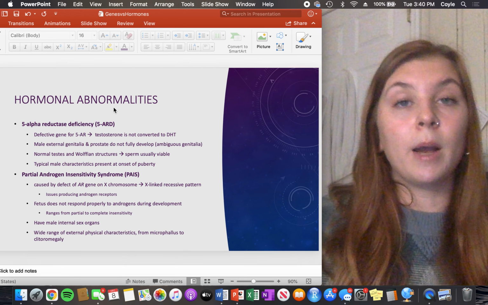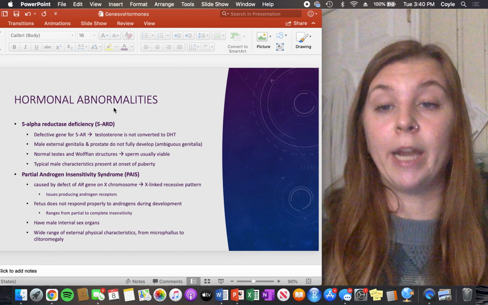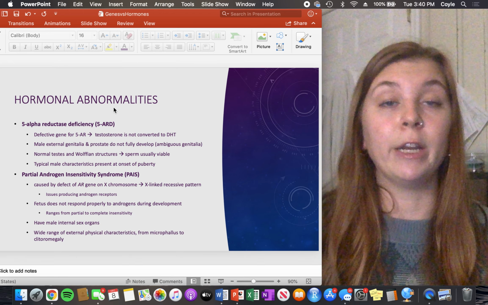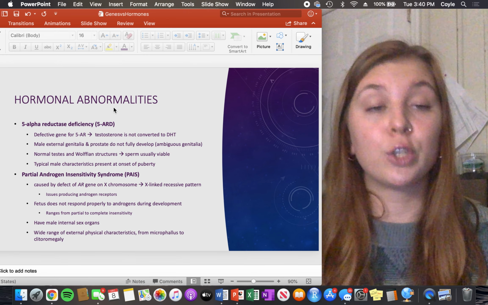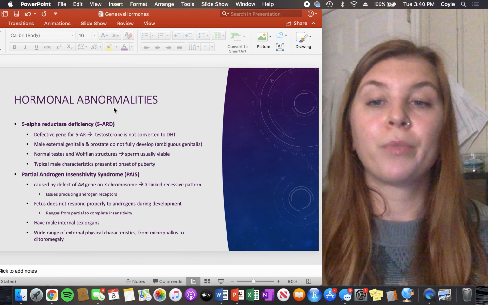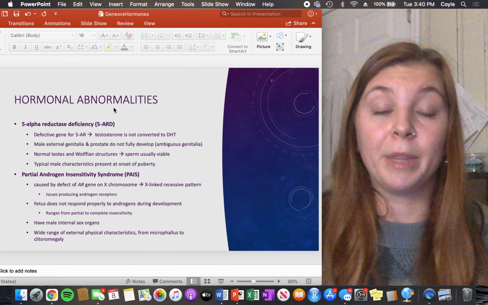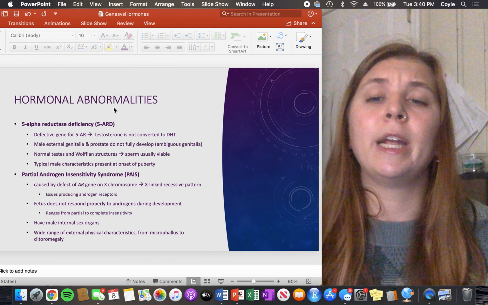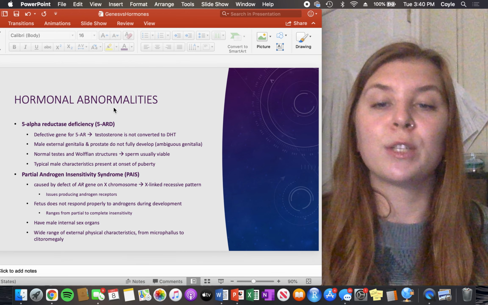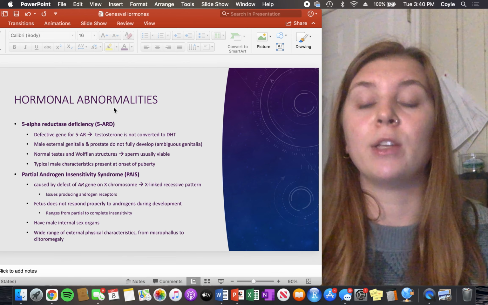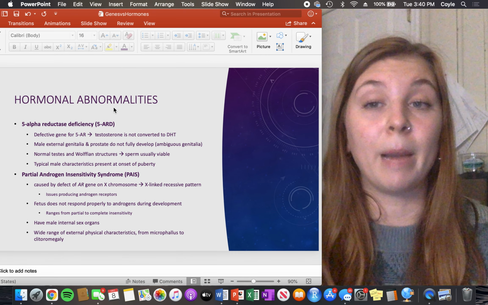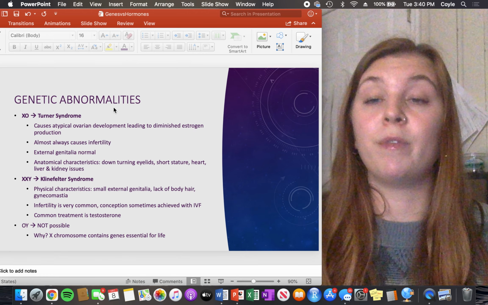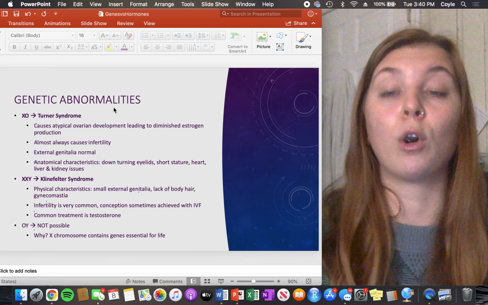These insensitivities of the receptors can range from partial to complete, so there is a wide range of what we see here. They do have male internal sex organs, just sometimes they're not fully developed. They are present. And there's a wide range of external physical characteristics from microphallus to clitoromegaly. As you can see here with these different syndromes, there are so many things that can be abnormal, and there are different syndromes based on whether it's a genetic problem or a hormonal problem.